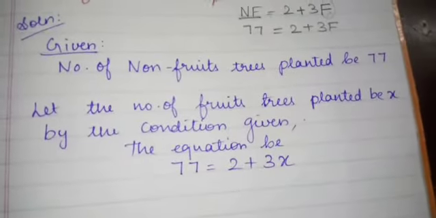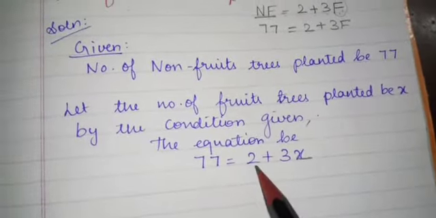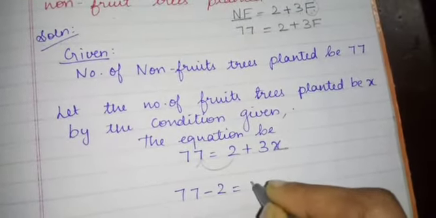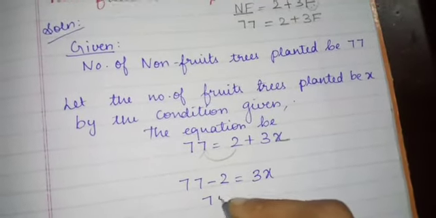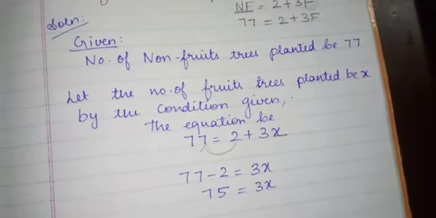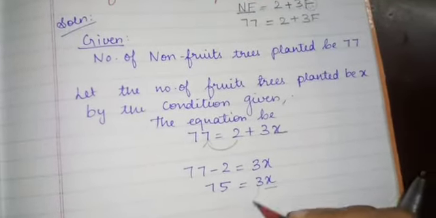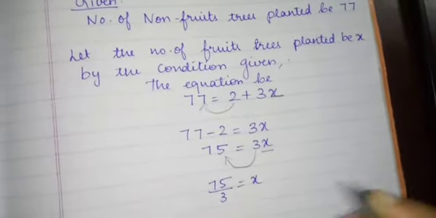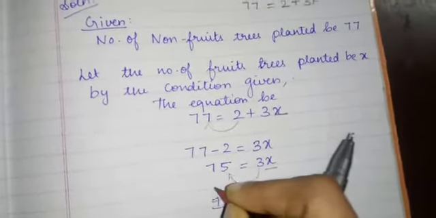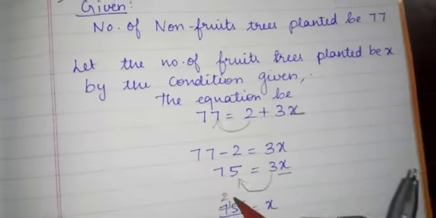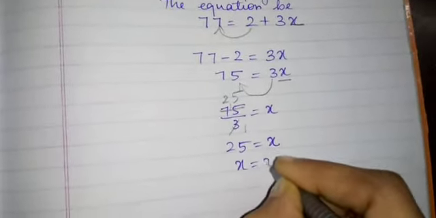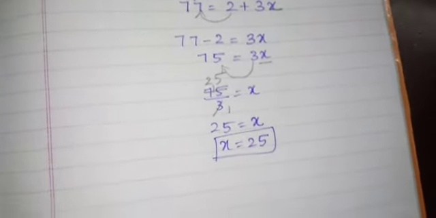So actually what should you find here? You should find the value of x. So I am bringing this 2 towards the next side. 77 minus 2 is equal to 3x. 77 minus 2 is equal to 75 equal to 3x. I just want to find the value of x. So I am bringing this 3 towards the next side. 75 divided by 3 is equal to x. 3 ones are 3, 3 twos are 6, remainder 3, 3 fives are 15. What is the value I am getting, children? 25 is equal to x, or x is equal to 25. I just got the value of this x.